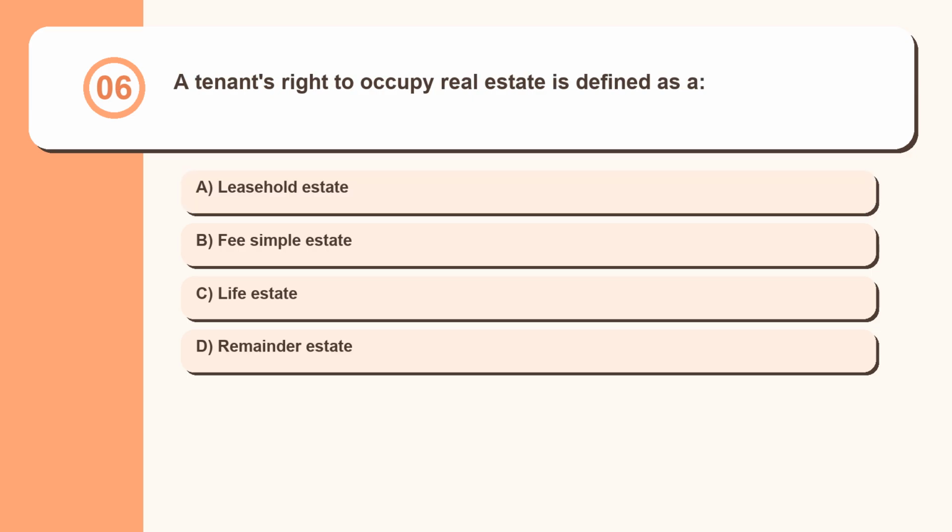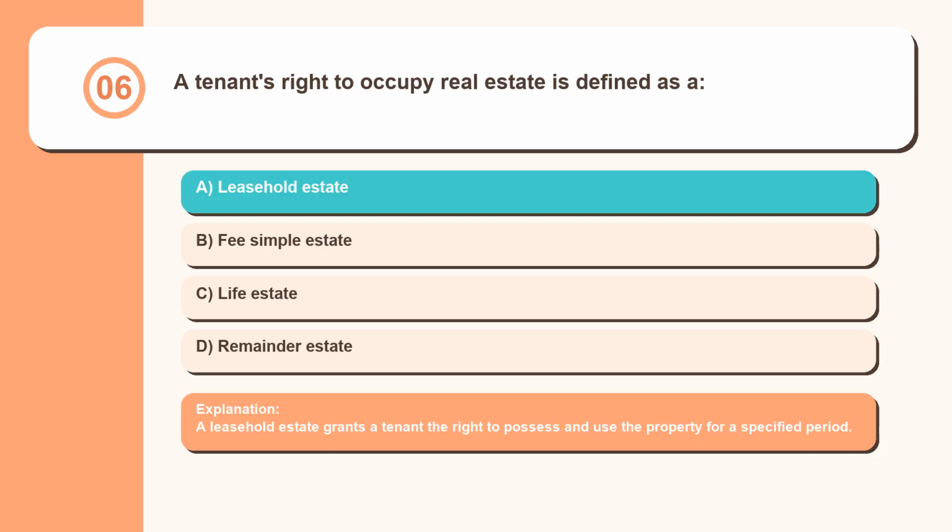Question 6. A tenant's right to occupy real estate is defined as a leasehold estate, fee simple estate, life estate, remainder estate. A leasehold estate grants a tenant the right to possess and use the property for a specified period.